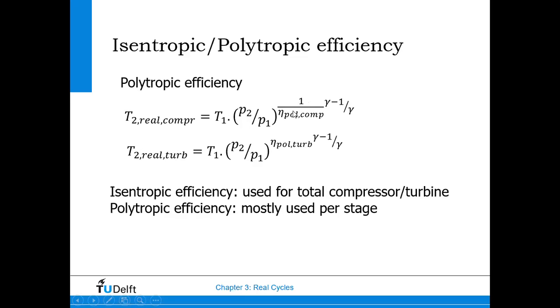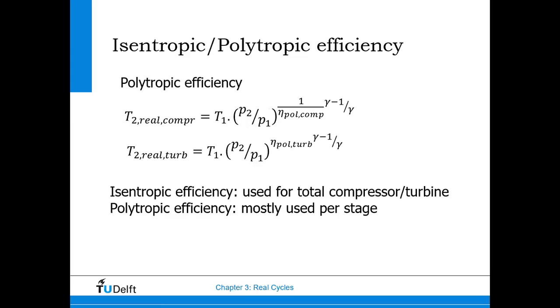So in general, you can use both polytropic and isentropic efficiency. In most cases, if you look at a compressor as a total system, you normally use the isentropic efficiency. If you want to study a compressor that's built up of different stages, you can define the polytropic efficiency for all stages, and you can easily combine it because you can multiply the polytropic efficiencies of different stages with each other. So that's the advantage of a polytropic efficiency.